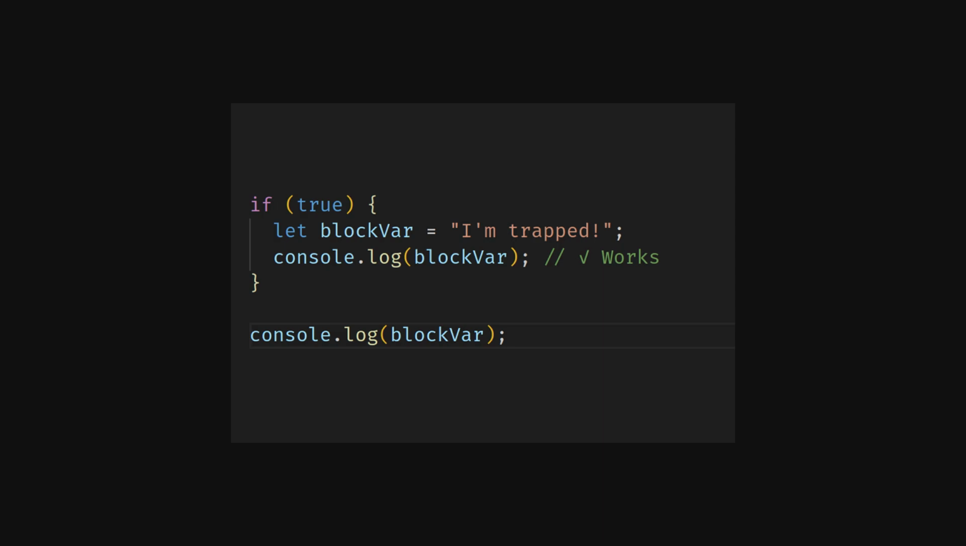Then there's block scope. All variables and functions are block scoped, meaning they only exist inside blocks like if statements, loops, or just curly braces. As you can see, blockVar is valid inside the if statement, but outside the curly braces, it disappears. That is, it is dropped.